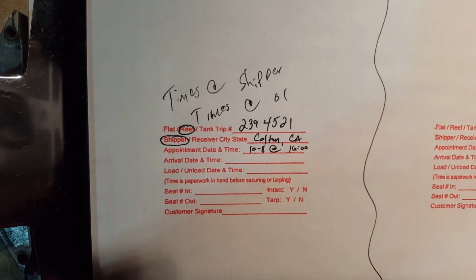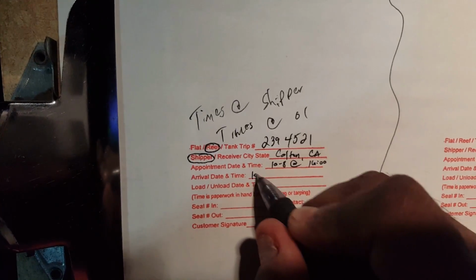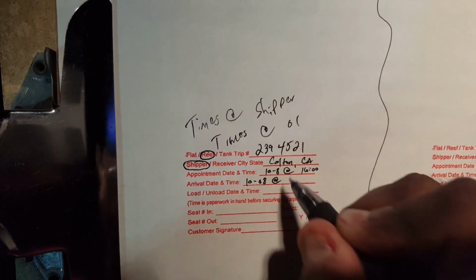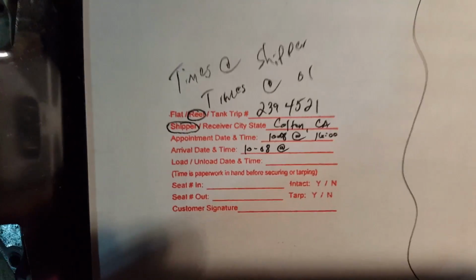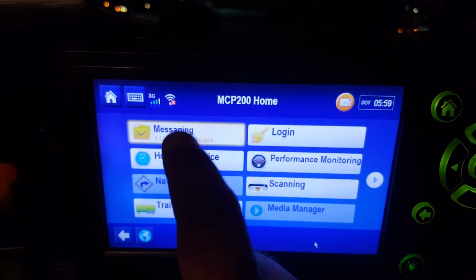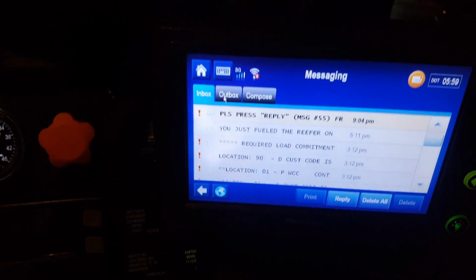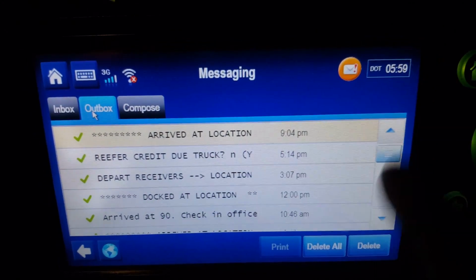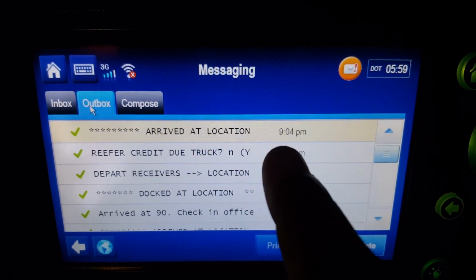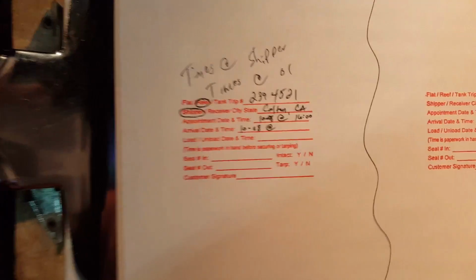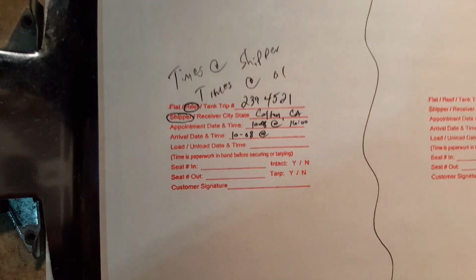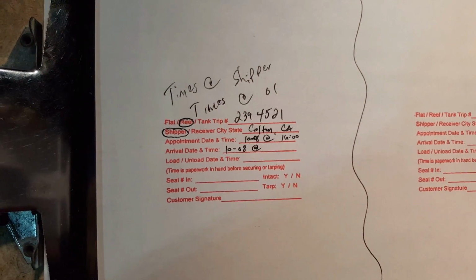The next question is arrival date and time. What time did you get here? Now, it's important that you use the times of the Qualcomm. So you want to come over here to the Qualcomm, go to Outbox. You know where it says arrival location, that time right there? You want to use that time. But remember, in this case, the Qualcomm is using Central Time, so you want to make any adjustments to the time for whatever city and state or time zone you're in.